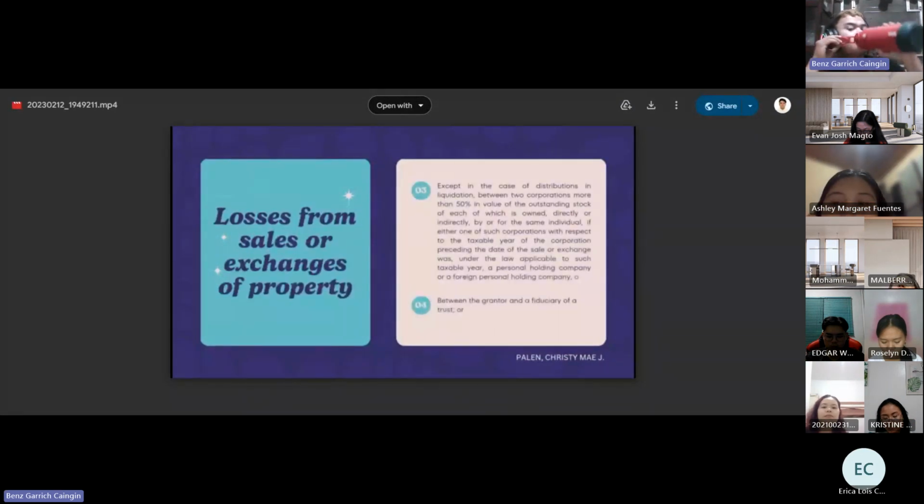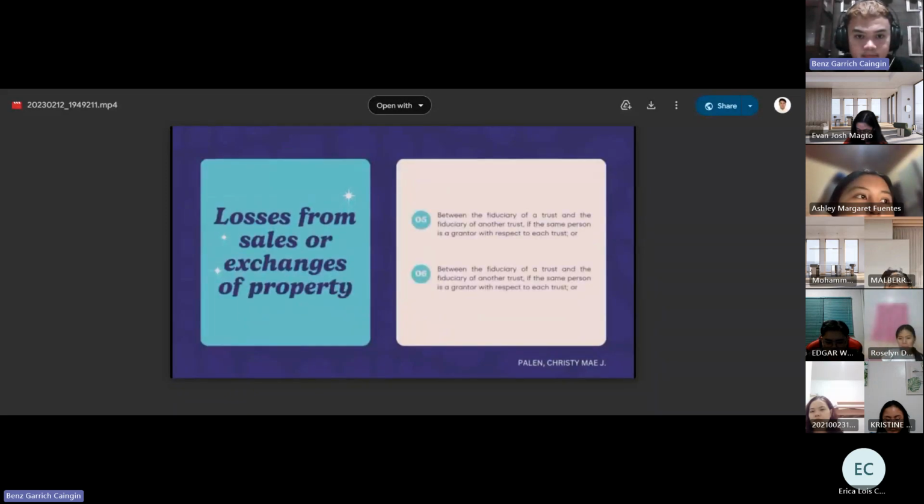Except in the case of distributions and liquidation, between two corporations, more than 50% in value of the outstanding stock of each of which is owned, directly or indirectly, by or for the same individual, if either one of such corporations, with respect to the taxable year of the corporation preceding the date of the sale or exchange, was, under the law applicable to such taxable year, a personal holding company or a foreign personal holding company; or between the grantor and a fiduciary of a trust.